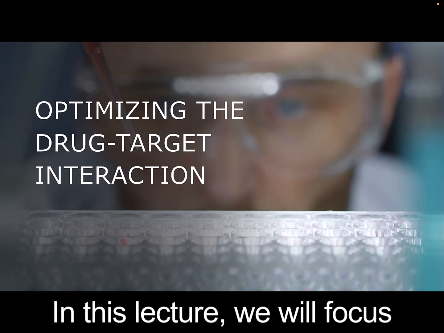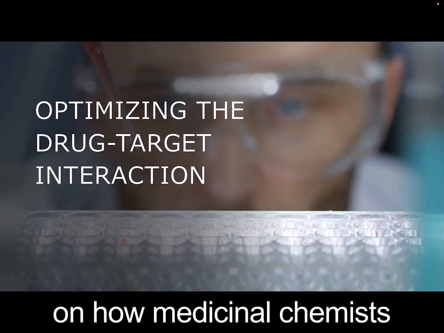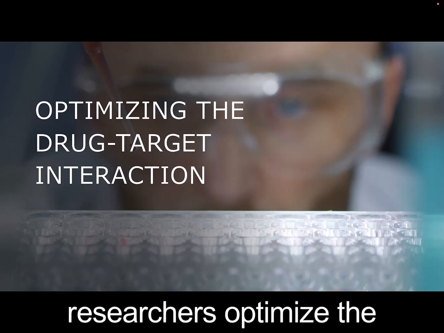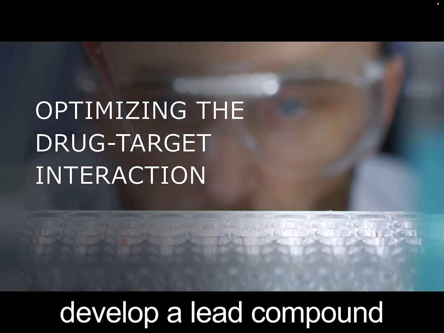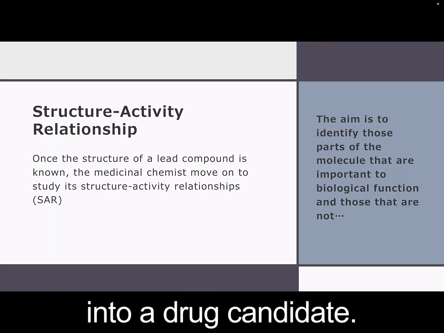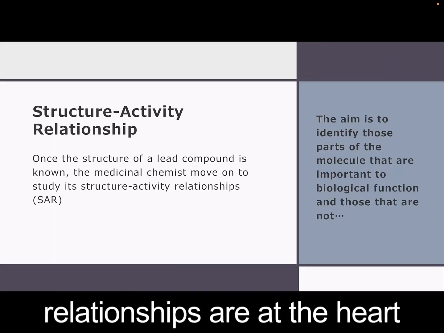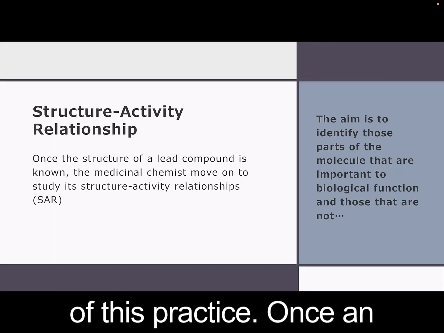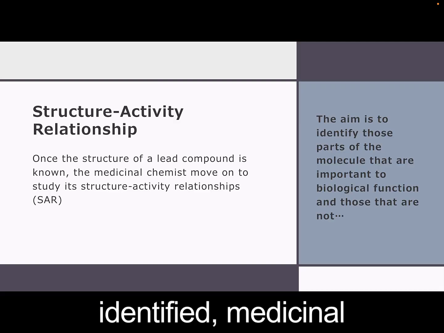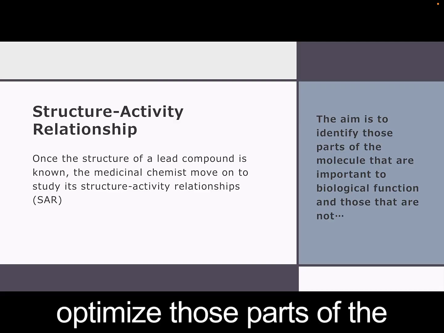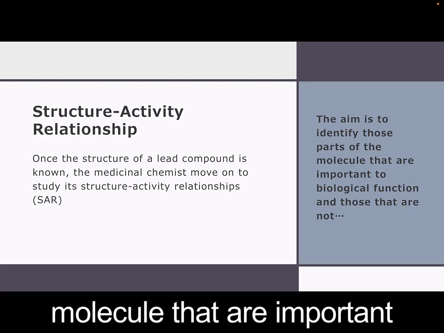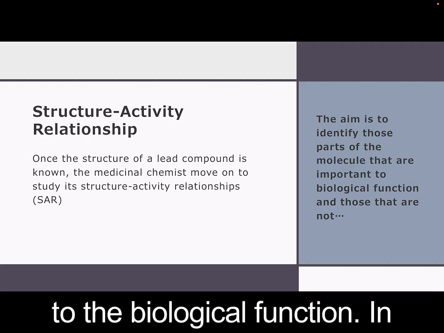In this lecture, we will focus on how medicinal chemists and pharmaceutical researchers optimize the drug-target interaction to develop a lead compound into a drug candidate. Structure-activity relationships are at the heart of this practice. Once an initial lead has been identified, medicinal chemists aim to identify and optimize those parts of the molecule that are important to the biological function.